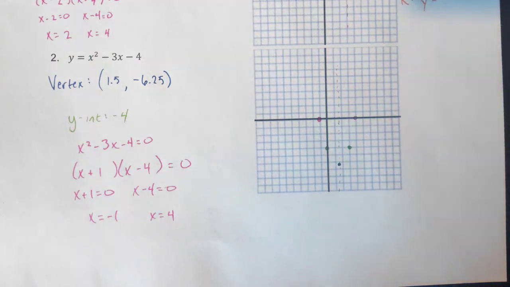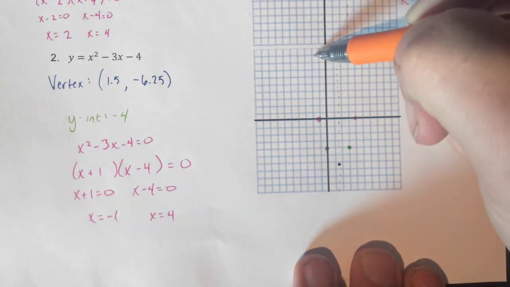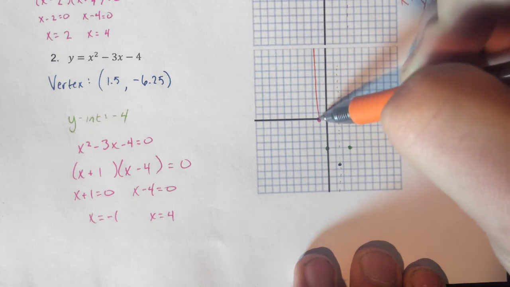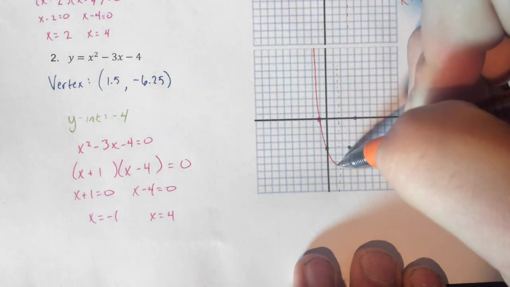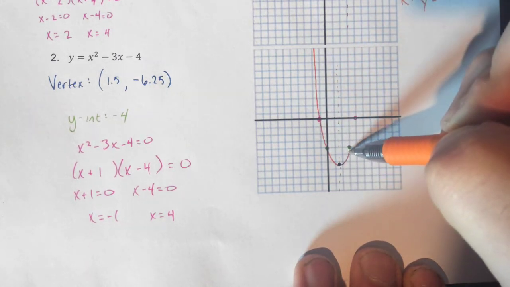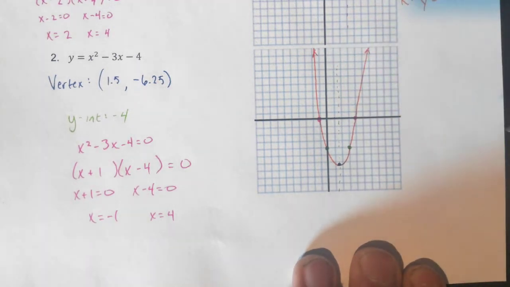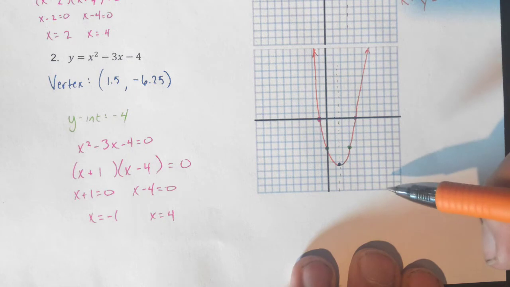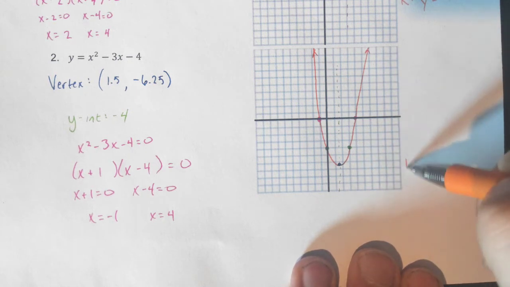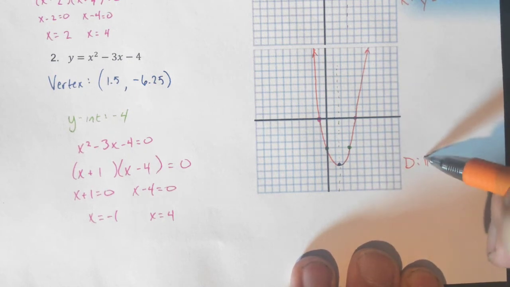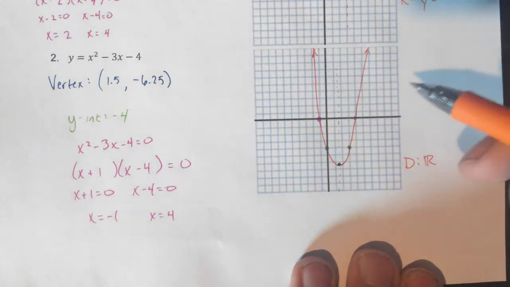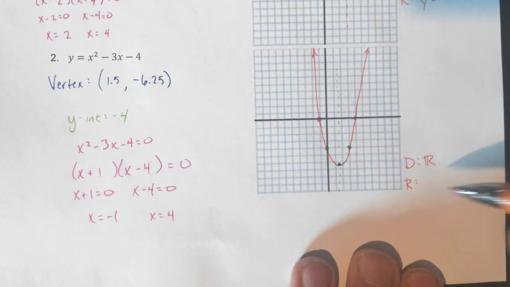Next, we've got enough to go ahead and draw our parabola. Remember to try and make it as curvy as possible. Don't be too jagged. Something like that. Okay, and then what's the domain? Always all real numbers. We can pick any x value we want.